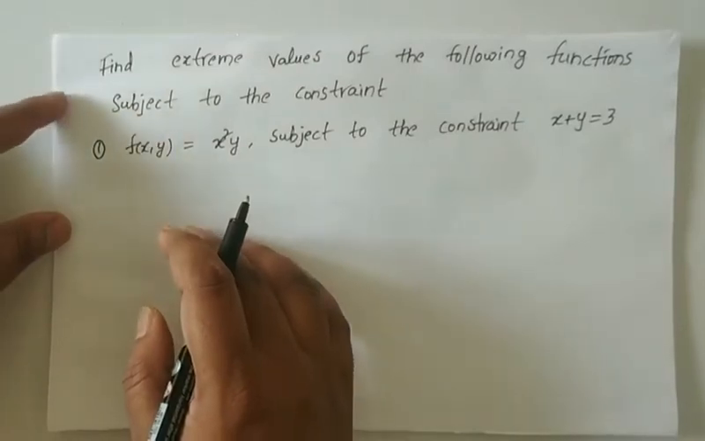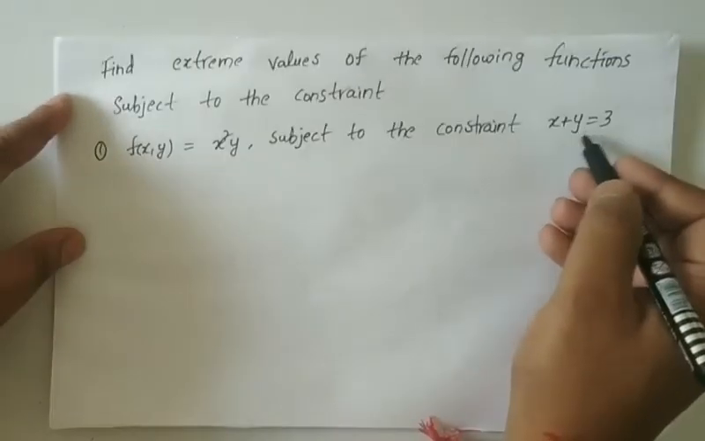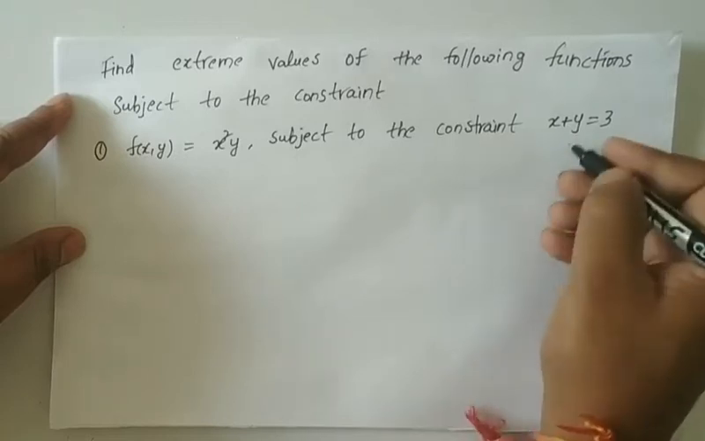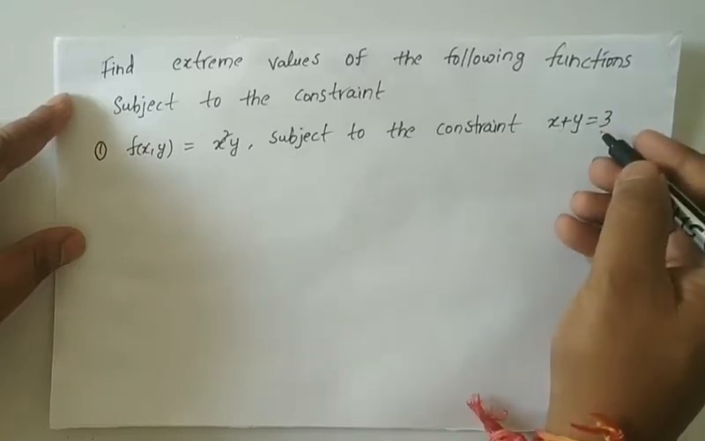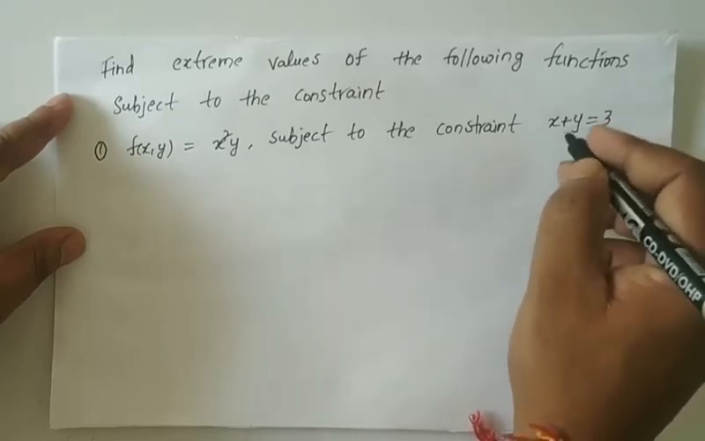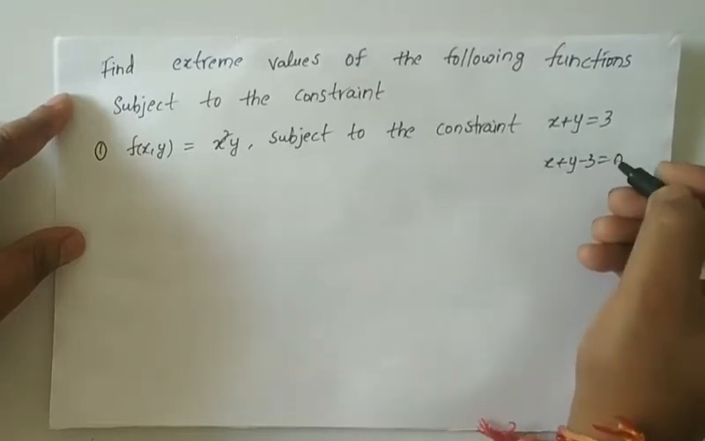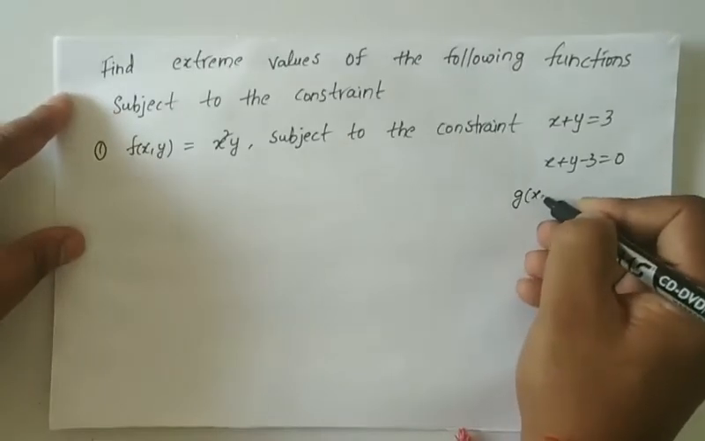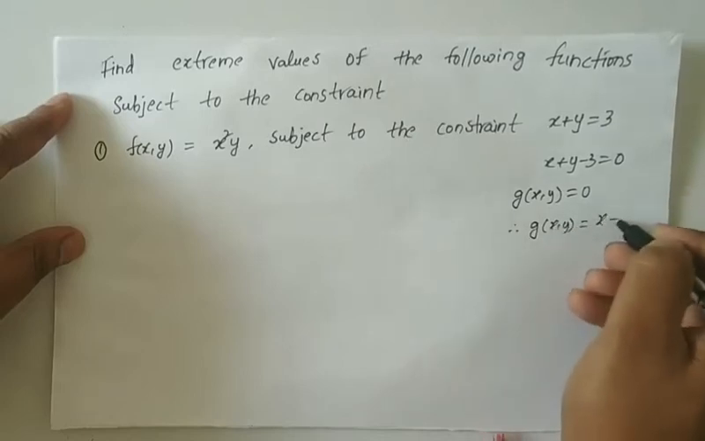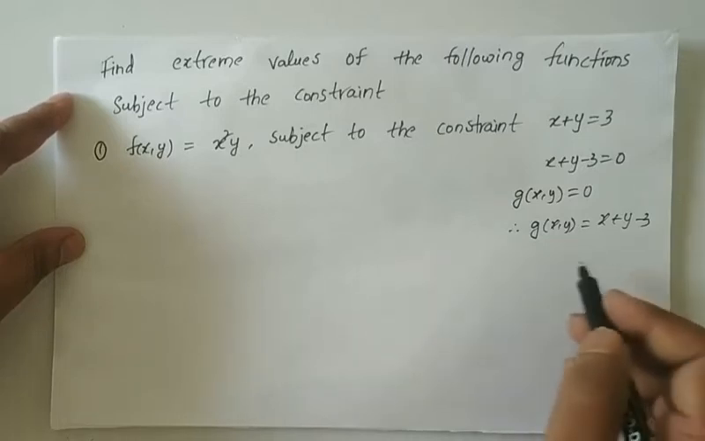Listen, when we are using the Lagrange multiplier, we have to set the constraint function equal to 0. So what is the constraint function here? x plus y is equal to 3. So we set it equal to 0: x plus y minus 3 is equal to 0. Consider g of x, y equal to 0. Therefore, g of x comma y is equal to x plus y minus 3. So this is the constraint function.